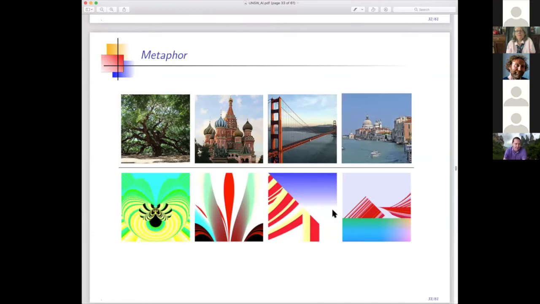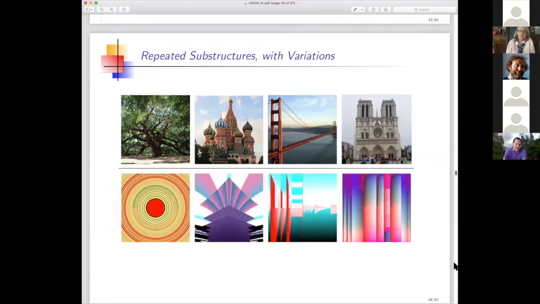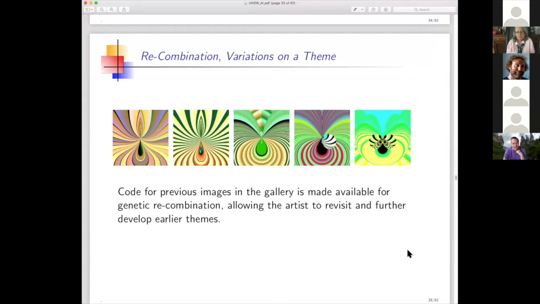You also see metaphor. So, like I said, a cathedral may look like a flower, a tree may look like an insect, a bridge may look like some scarves hanging on the line, and so on. And you often get, with this process, repeated substructures, but with slight variations. So it gives the image a kind of natural look, sometimes as if it emerged from a natural process. And also with this system, the artist is able to reuse genetic material from previous things in the gallery. So you sometimes see a kind of progression where it's developed its ideas and changed things along the way.